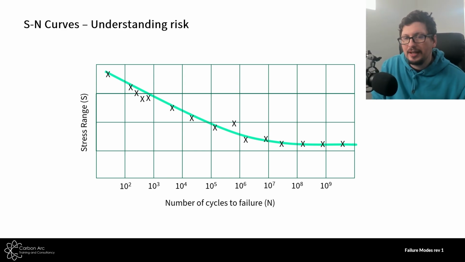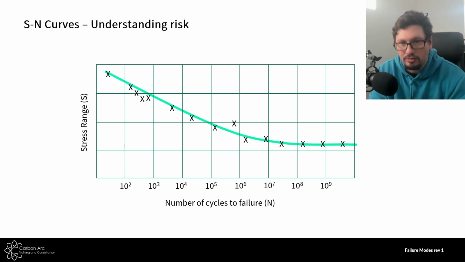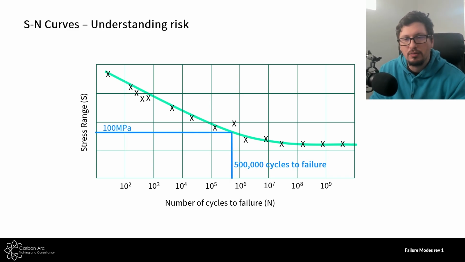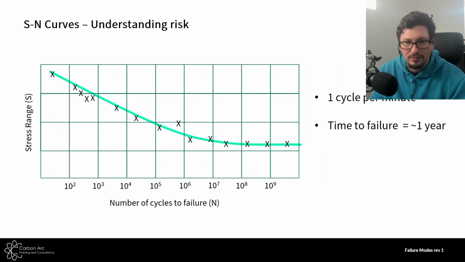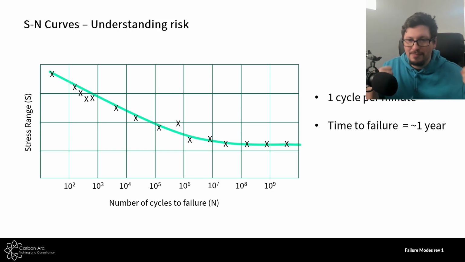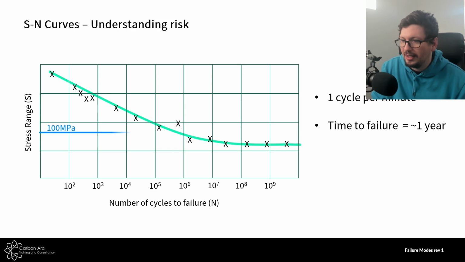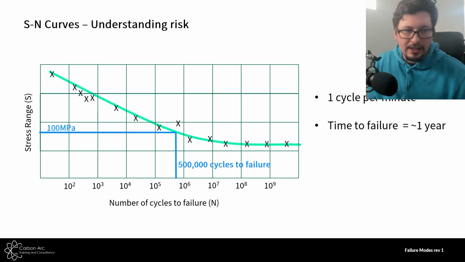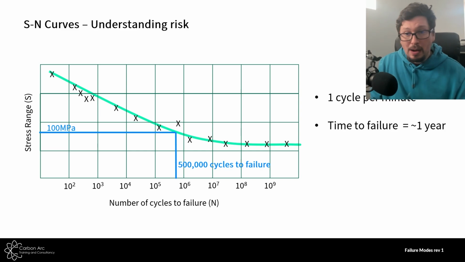But what we can do is take our chart and take our stress range from what's in our engineering calcs and then work out how long that component is going to last in that stress range. So if I was to take 100 megapascals, okay, let's say that then kicks out at 500,000 cycles. What I want to then do is say, well, if one cycle is per minute, so we go on and off every minute at my initial 100 MPa stress, time to failure would be about a year.